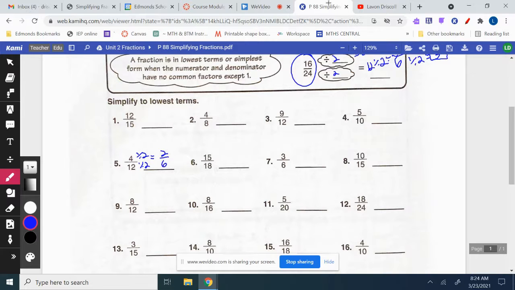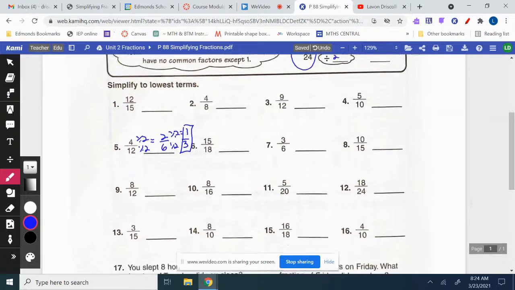I know that 2 can go into both of them because they are both even. 2 divided by 2 is 1, and 6 divided by 2 is 3. I have 1 for a top number. I know that's my final answer. And I like to square it because there's a lot of messy math going on, and that helps draw my attention to it.